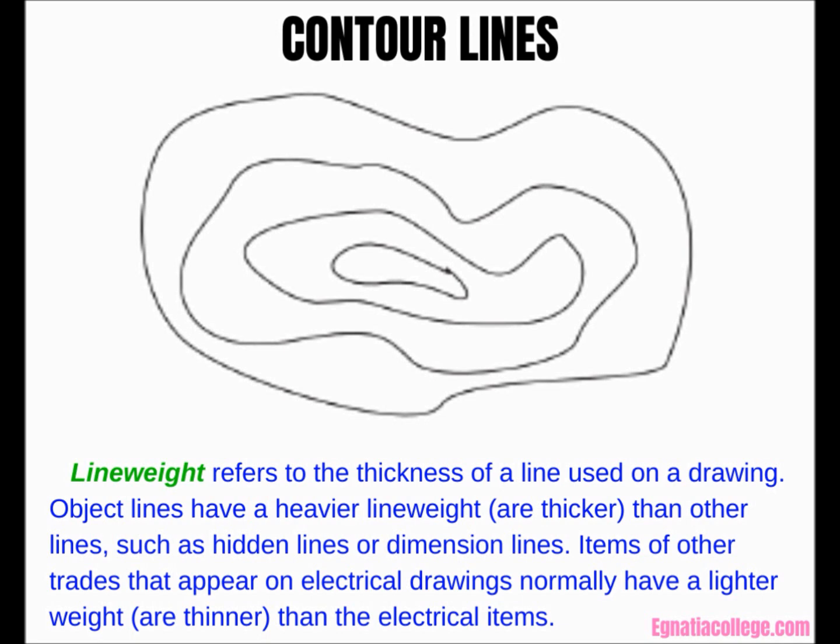Line weight refers to the thickness of a line used on a drawing. Object lines have a heavier line weight, are thicker than other lines, such as hidden lines or dimension lines. Items of other trades that appear on electrical drawings normally have a lighter weight, are thinner than the electrical items.